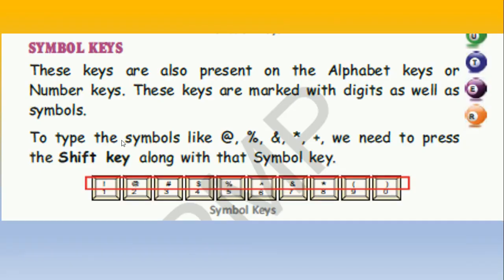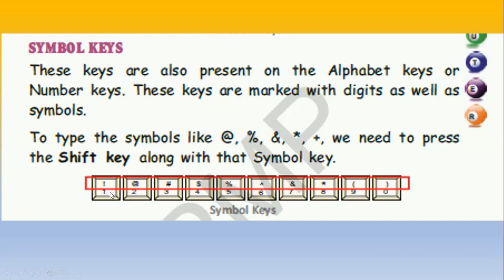Symbol keys. These keys are also present on the alphabet keys or number keys. These keys are marked with digits as well as symbols. To type symbols like @, %, ampersand, star, plus, we need to press the shift key along with that symbol key. Children, you can see here many symbol keys, there is a picture of symbol keys under this text.